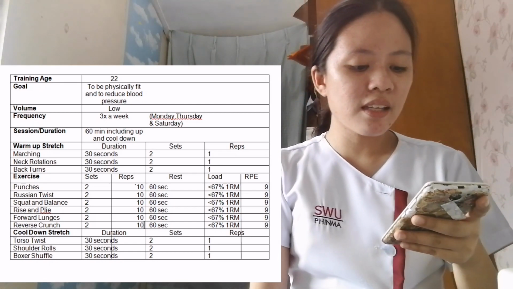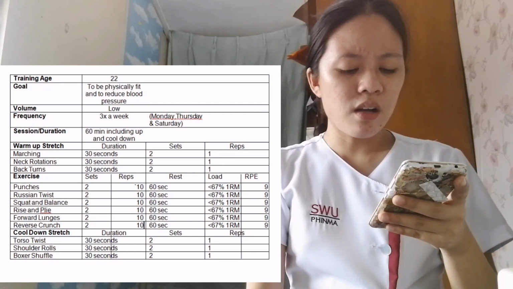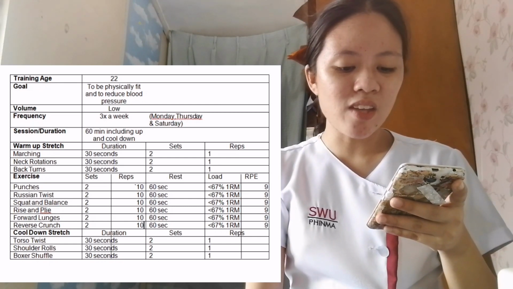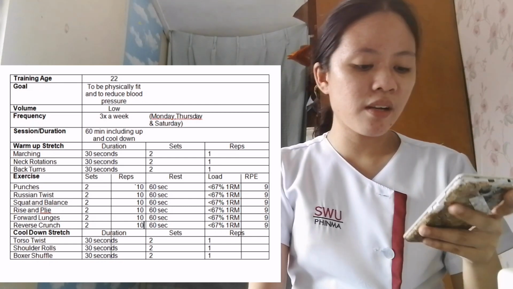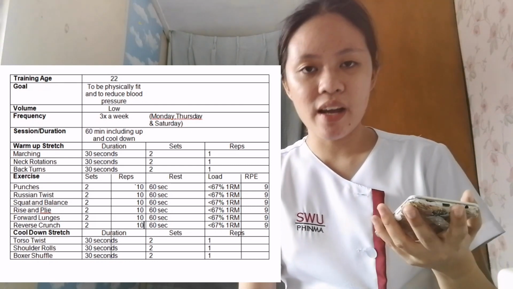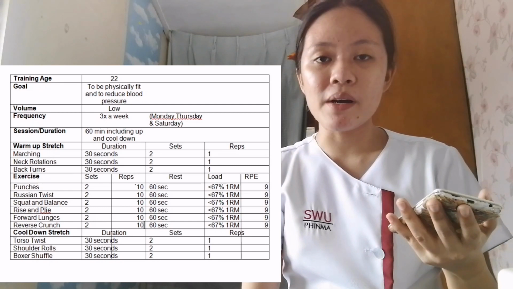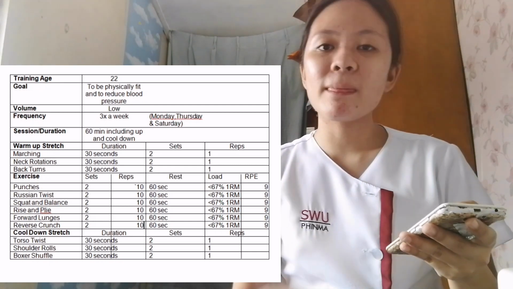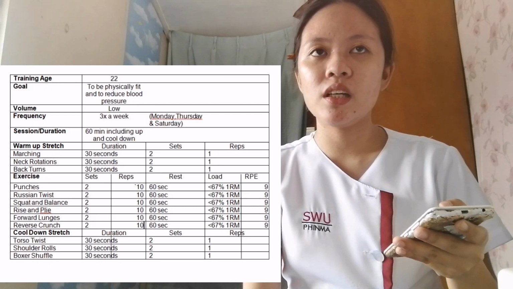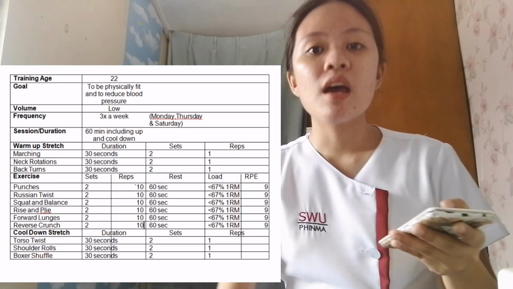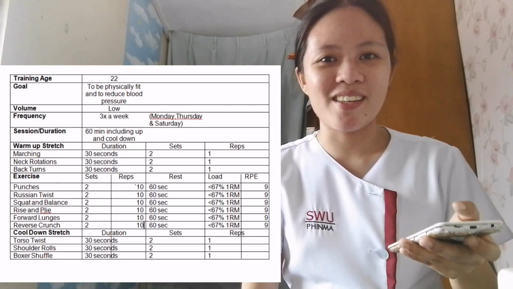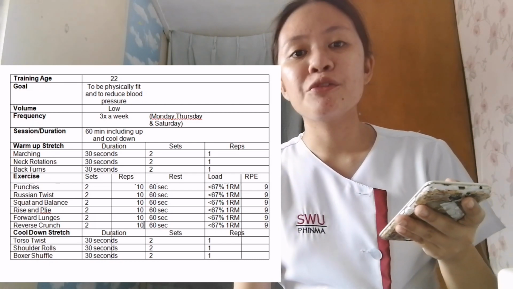So now let's proceed to the forward lunges. The sets would be 2, repetition would be 10, rest for 60 seconds, load less than 67% 1 RM, and the RPE is 9. It would activate the muscles throughout the body, so it is one of the fundamentals in performing cardiovascular exercise. So my patient would do the forward lunges.